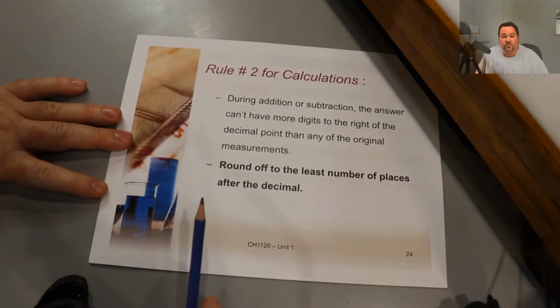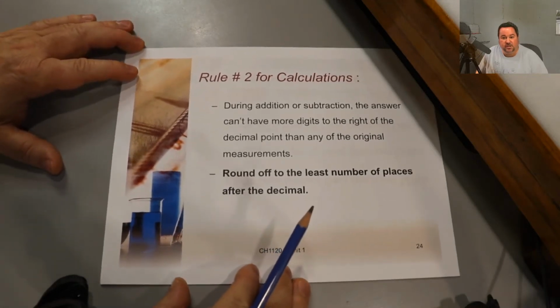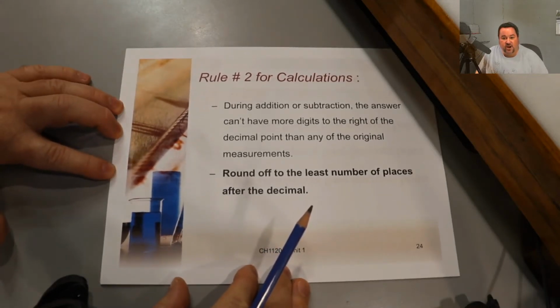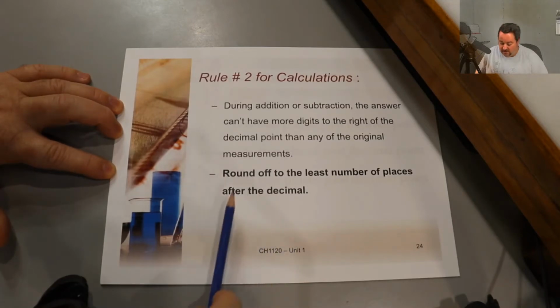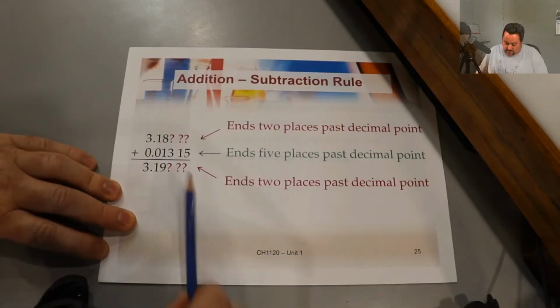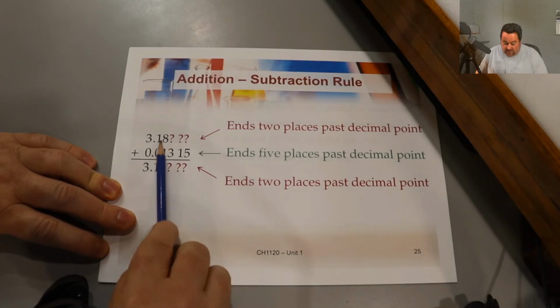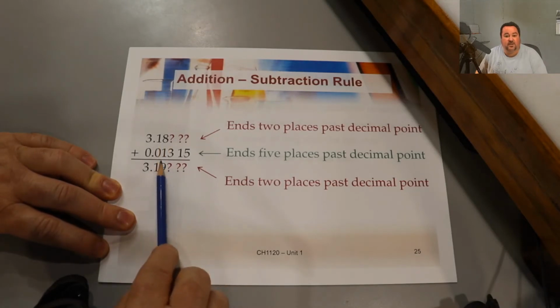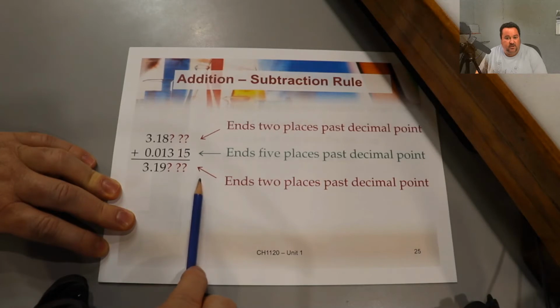The second rule for calculations is for addition and subtraction operations. Whenever we add or subtract, we have to round off to the least number of places after the decimal. An example here, the first number has 2 places after the decimal, the second has 5. We report the answer to 2 places after the decimal. And of course we would need to add the correct unit, whatever it is.